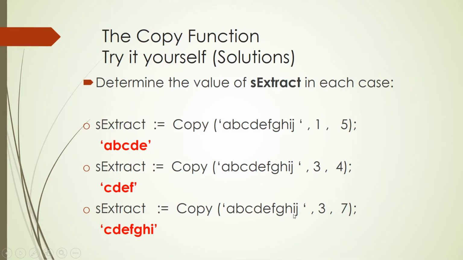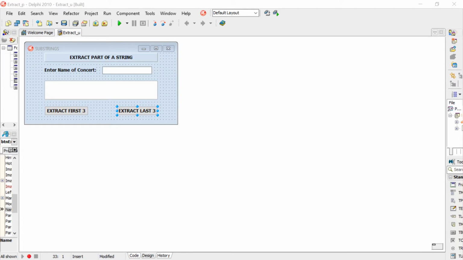Let's take a look at some Delphi coding. I've created a Delphi project. I've called it Extract, my GUI, front-end development. I've got a TPanel with a heading, extract part of a given string, a label that says enter the name of the concert, a TEdit that will allow the user to input any name of a live concert, a RichEdit to do output, and I've got 2 buttons that I'm going to code with you now.